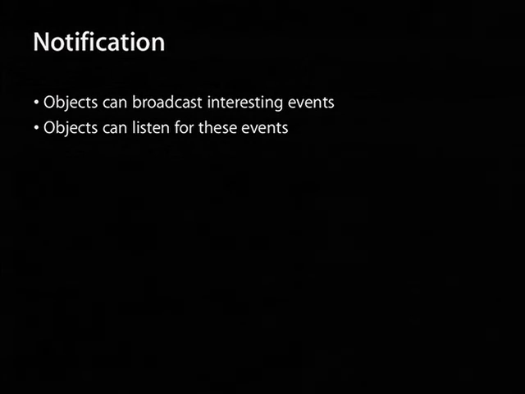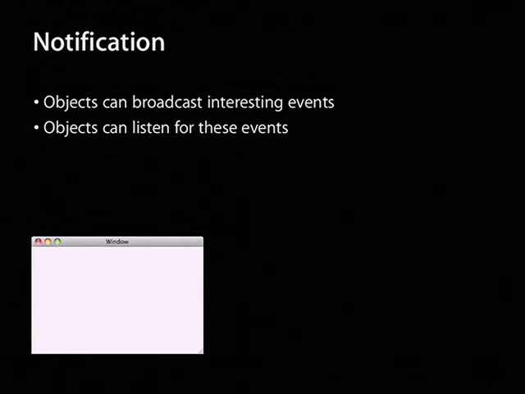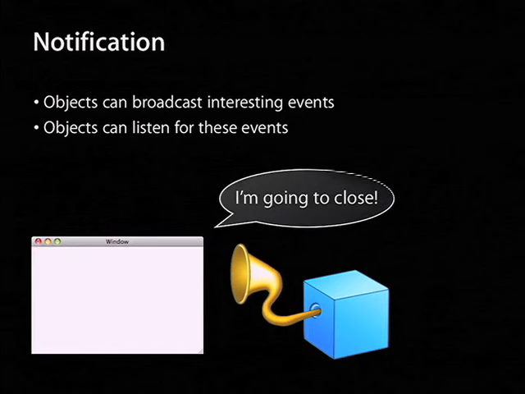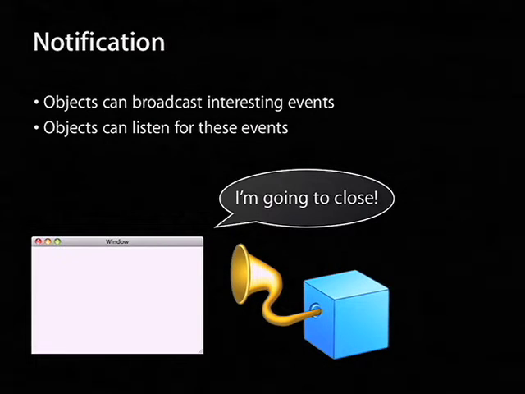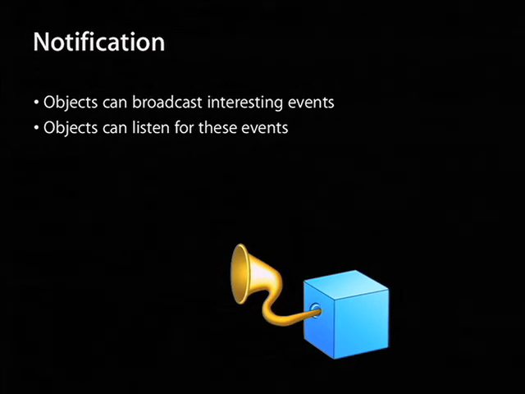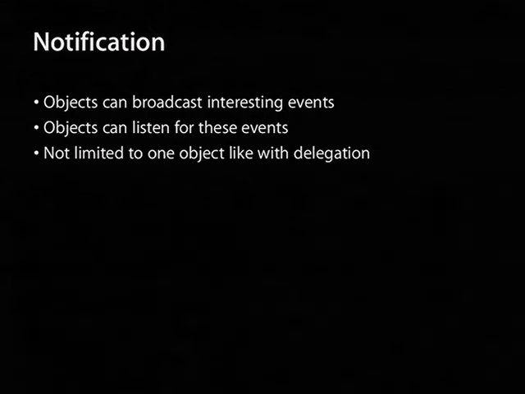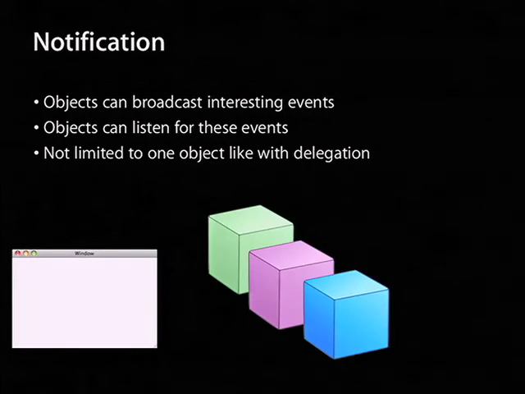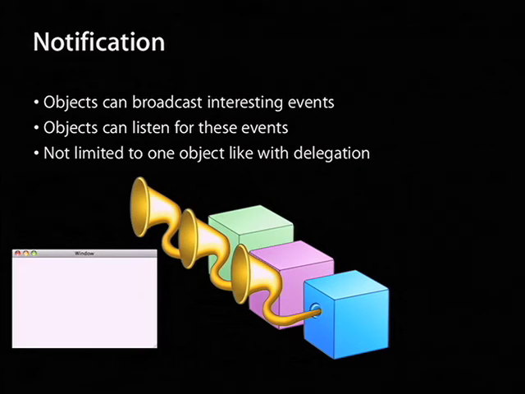But if an object listens for these events, if it registers via NSNotificationCenter, here comes the object and it's listening. When the window says, I'm going to close, the object will hear this and it can take action, jump up and down. And this is really useful compared to delegation because you can have multiple objects listening for one notification. So here we have 3 objects all listening for the window as it broadcasts this notification.